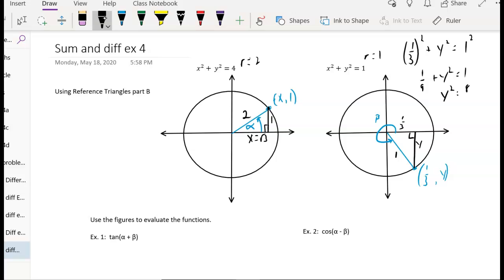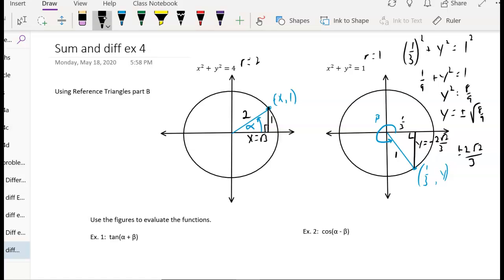Y squared is 8/9. Take the square root. Y is positive or negative square root of 8/9. Square root of 8 is 2 rad 2. Square root of 9 is 3. And so in the fourth quadrant, this is going to be the negative, so this is going to be negative 2 rad 2 over 3.